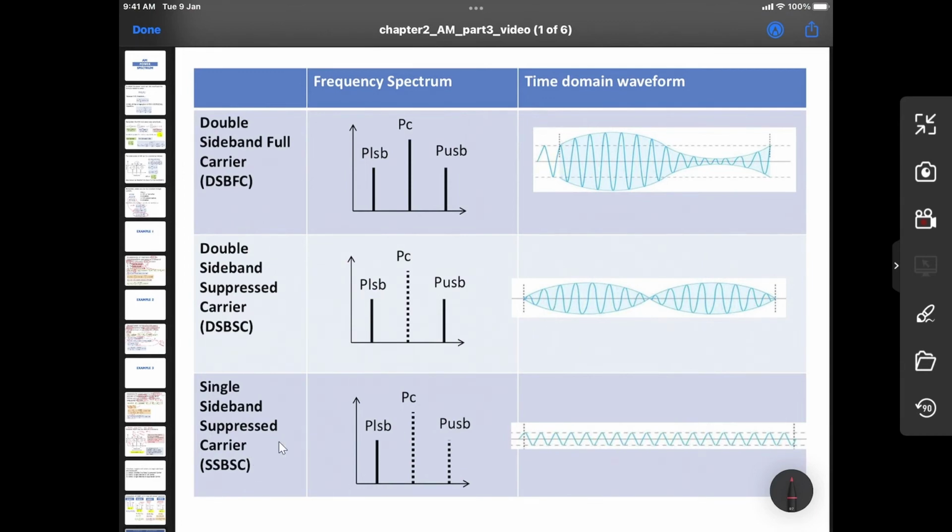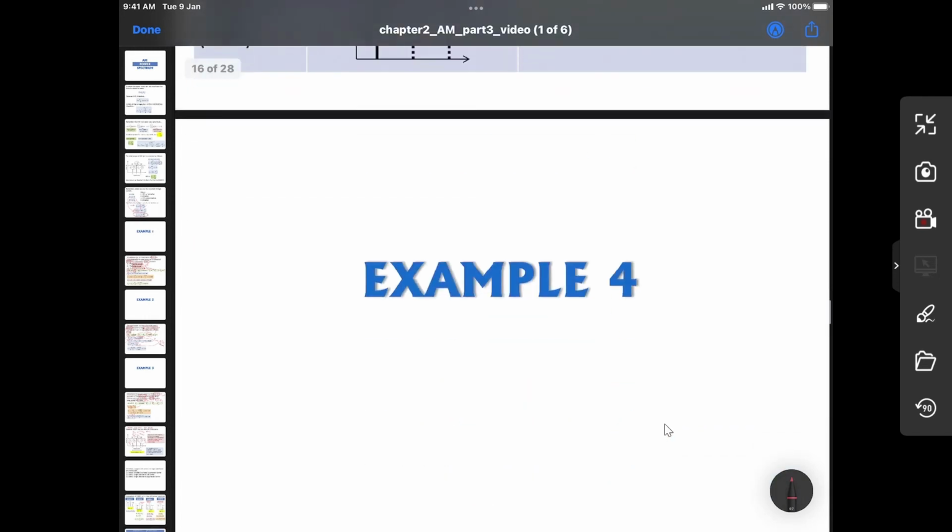While for the single sideband suppressed carrier, you only have one frequency. Here you still have these two frequencies, but here you only have one frequency and one amplitude. That is why you only have the sinusoidal wave here, the standard sinusoidal waveform, where you only have one frequency and one voltage. So that is how the signal is represented in the time domain.